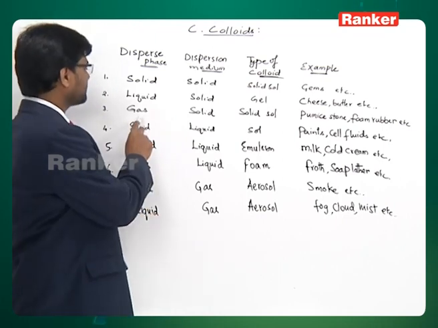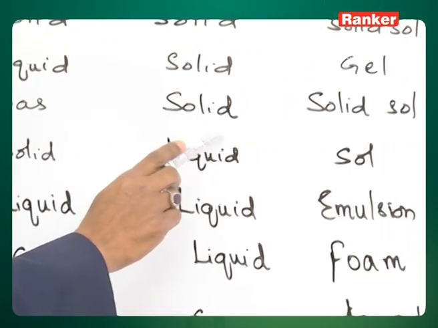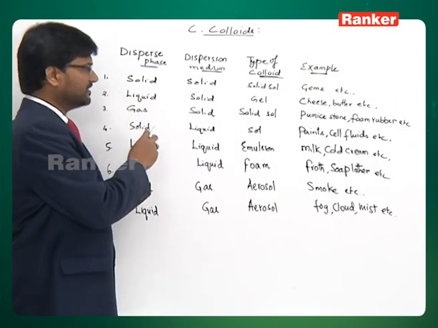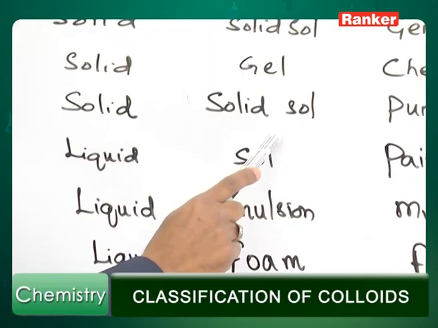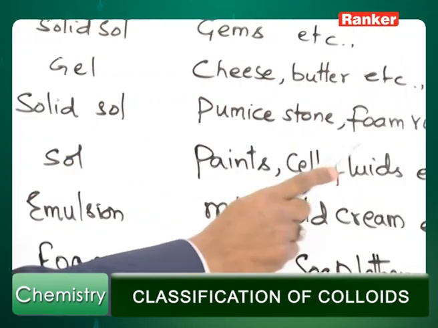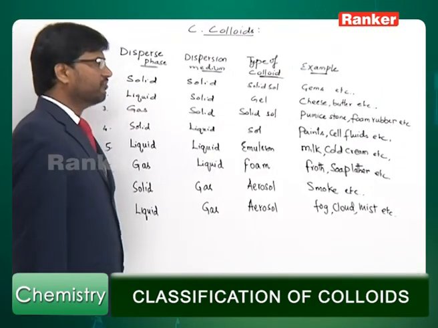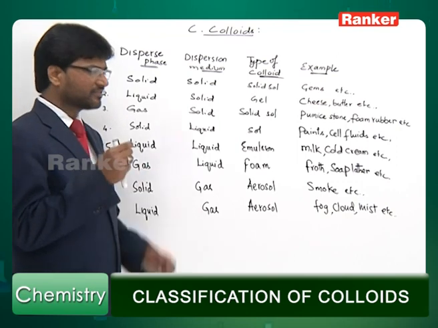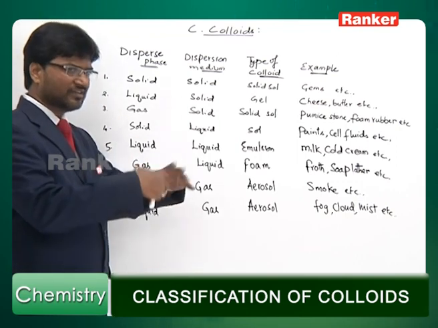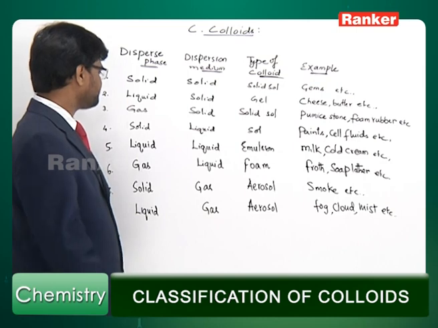Then you have gas in solid. Dispersion medium is a solid and disperse phase is a gas. It is called solid sol. Examples are pumice stone, foam rubber. Foam rubber consists of air gaps in between the continuous solid phase, that is rubber.